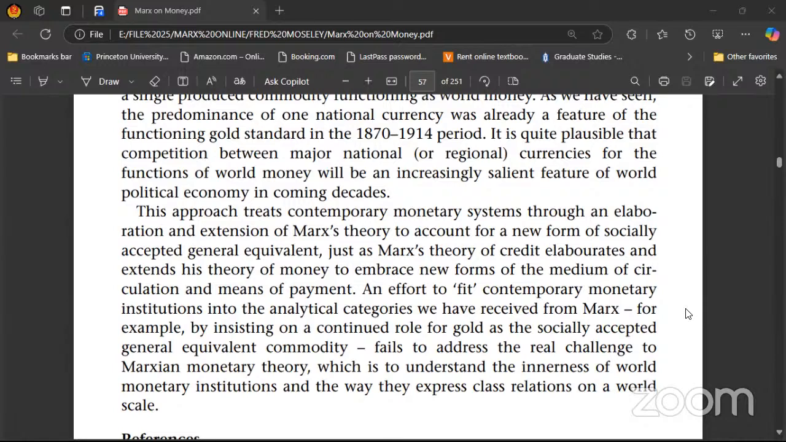Just as Marx's theory of credit elaborates and extends his theory of money to embrace new forms of the medium of circulation and means of payment. An effort to fit contemporary monetary institutions into the analytic categories we have received from Marx, for example, by insisting on a continuing role for gold as a socially accepted general equivalent commodity, fails to address the real challenge to Marxian monetary theory, which is to understand the inner workings of world monetary institutions and the way in which they express class relations on a world scale.